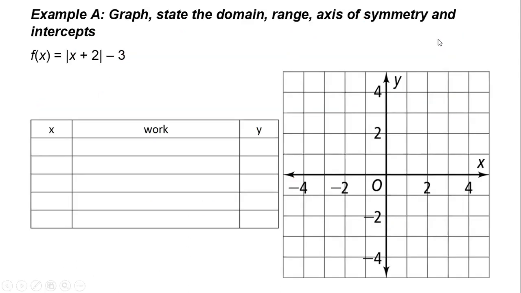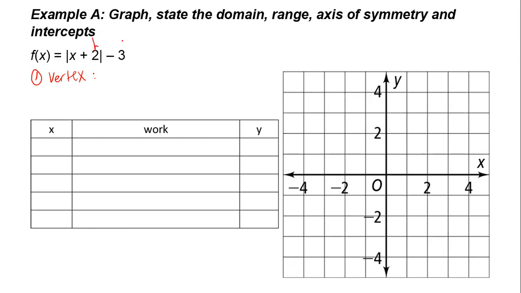Okay. So up first, we have example A, and it says f of x equals the absolute value of x plus 2 minus 3. We're going to first start by identifying our vertex. For this problem, what is our vertex? What's our H and our K?